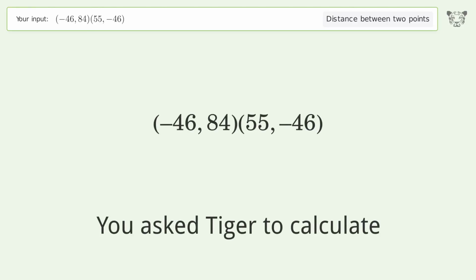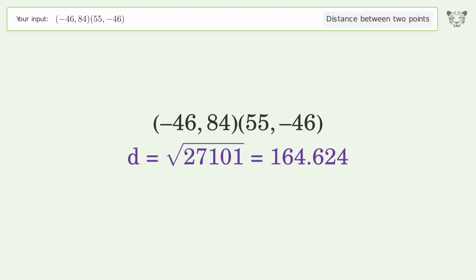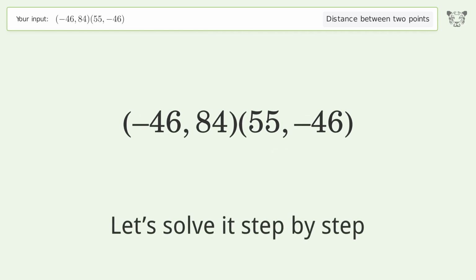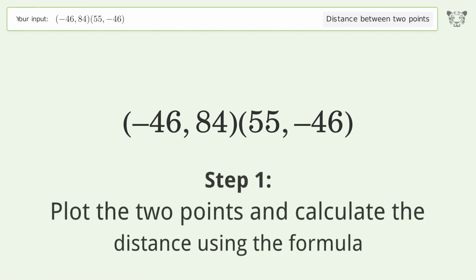You ask Tiger to calculate. This deals with the distance between 2 points. The distance between the 2 points is the square root of 27,101, or 164.624. Let's solve it step by step. Plot the 2 points and calculate the distance using the formula.